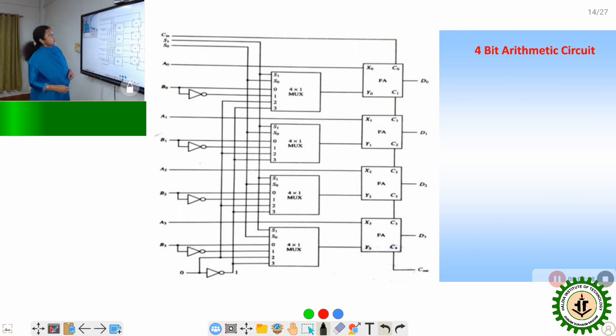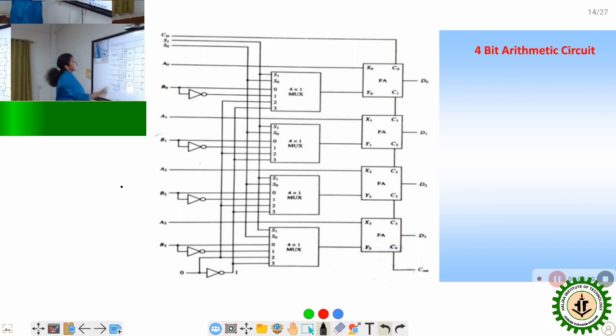Now in every 1-bit full adder, you can see that a value is entered into the X input. A0, that is the least significant bit value, is entered to the X0 input. A1 is entered to the X1 input of the full adder. A2 is entered to the X2 input of the full adder. A3 is entered to the X3 input of the full adder.